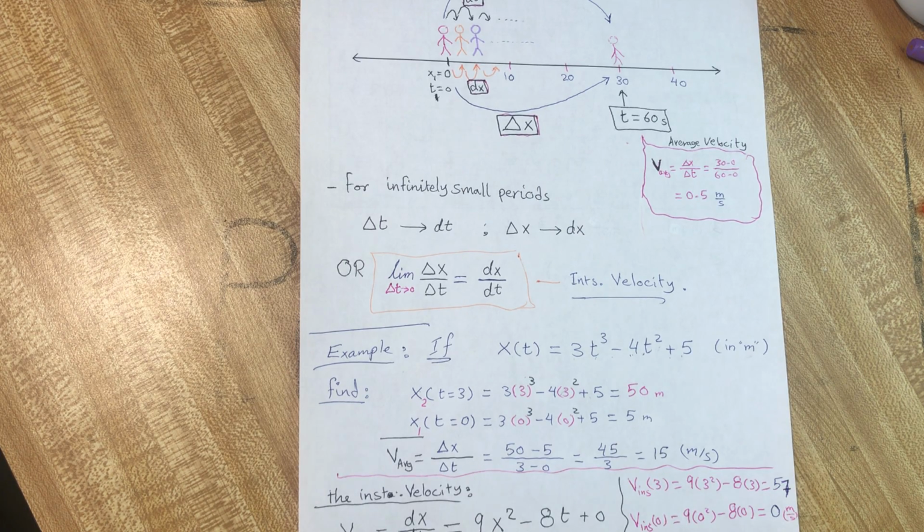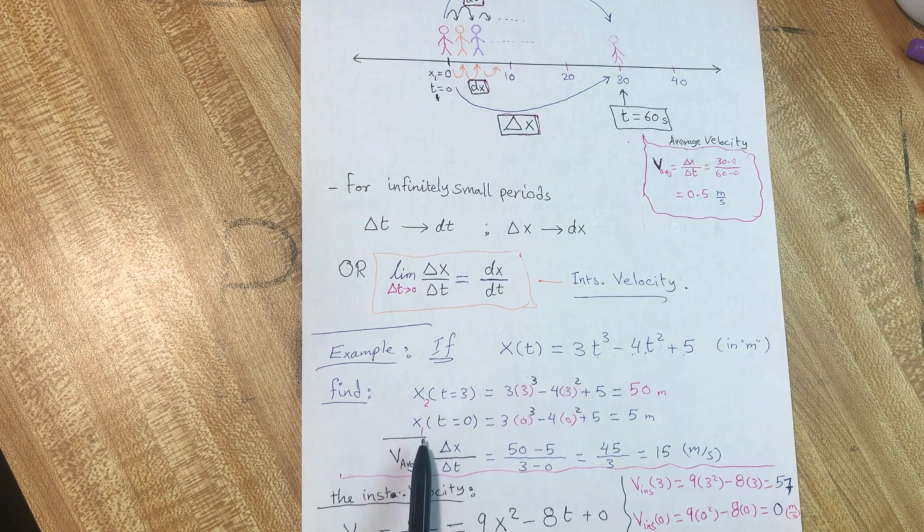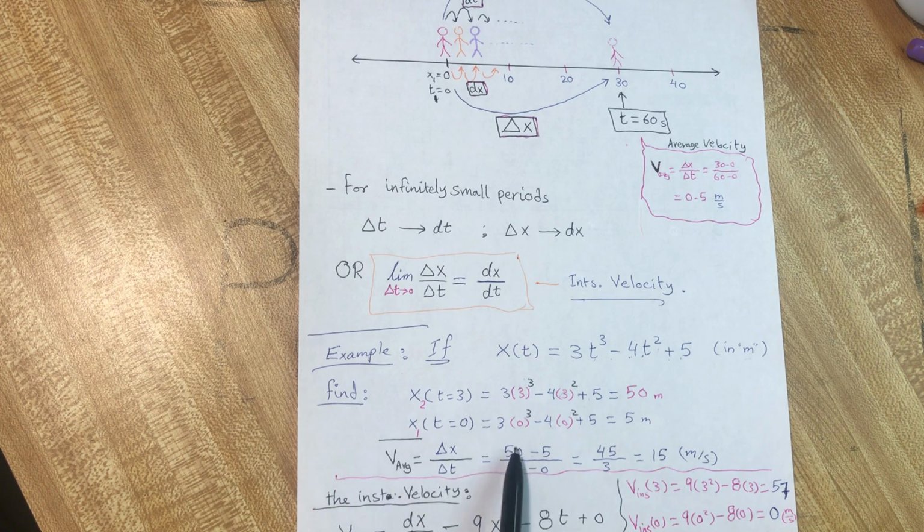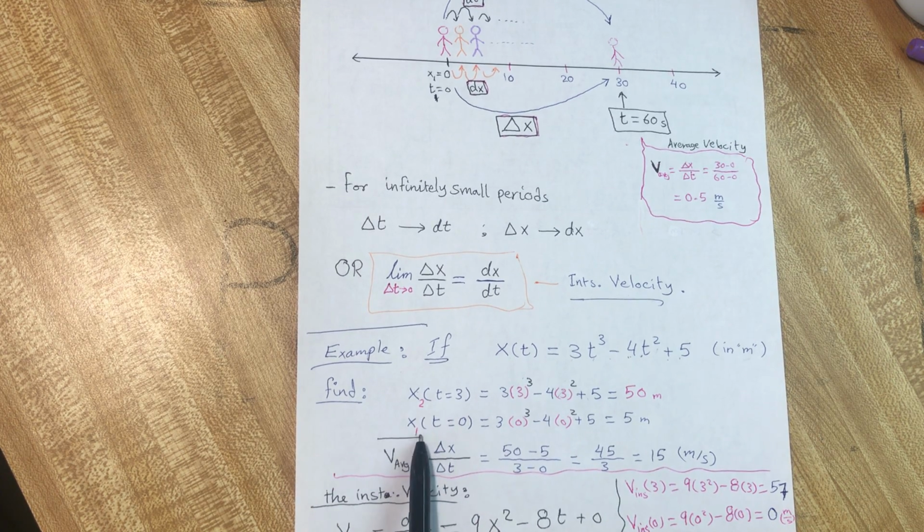Okay, what if I need to calculate v average between the time 0 and 3? It is easy. I need to find delta x over delta t. I have x1, x2. Delta x is x2 or x final minus x initial, which is 50 minus 5. I name this one 2 and this one 1. 50 minus 5, which is 45, over the change in time, which is 3 minus 0, which is 3. This will be equal to 15 meters per second. I can find the average velocity if I have the function of the position in time.